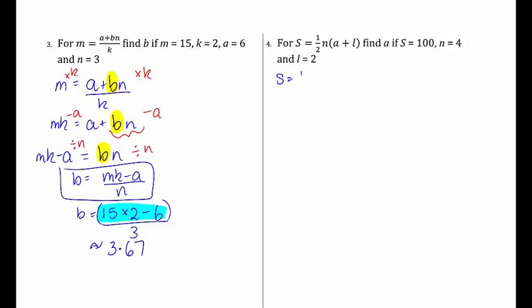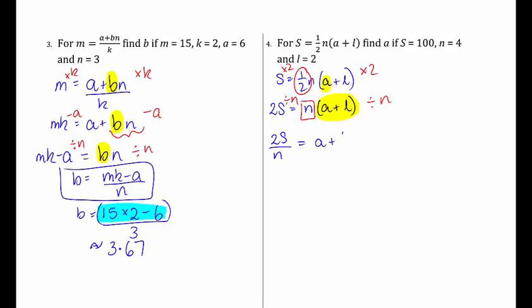S equals a half n times a plus l, and I want to find a. The first thing I'm going to get rid of is this half. So times both sides by 2, because a half times 2 is 1. So I now have 2S equals n times a plus l. The a is in the bracket with the l, so I need to get rid of that n. It's being multiplied, so I divide both sides by n. So I now have 2S over n equals a plus l.